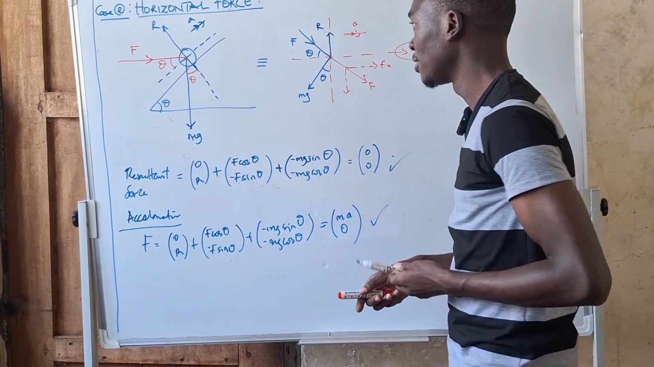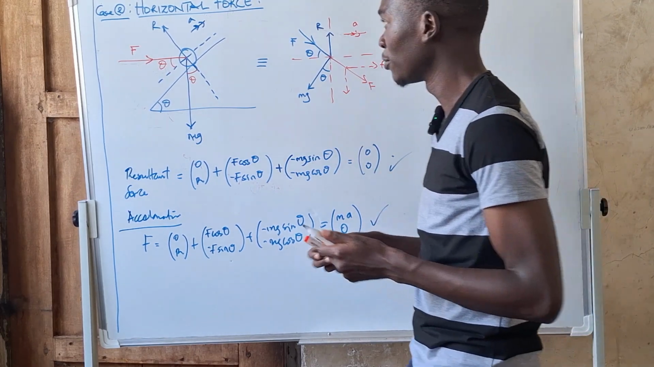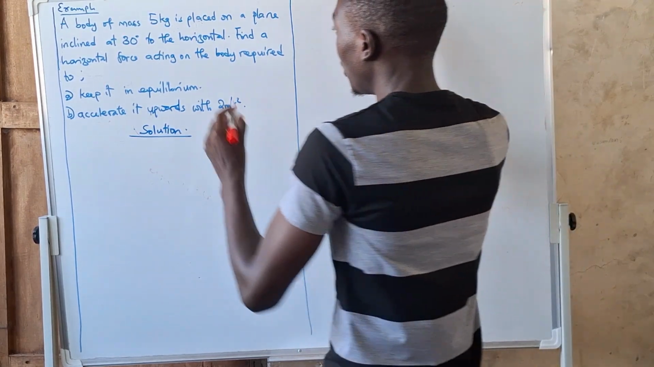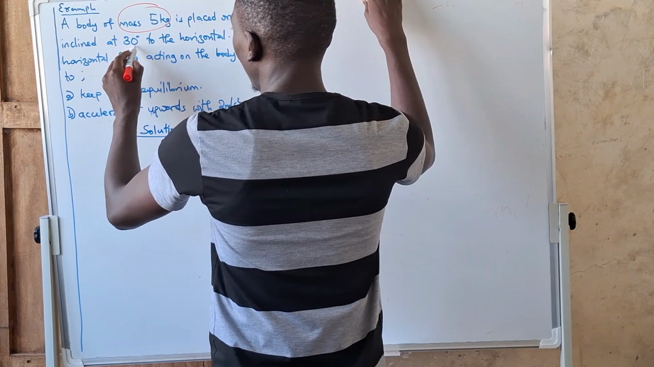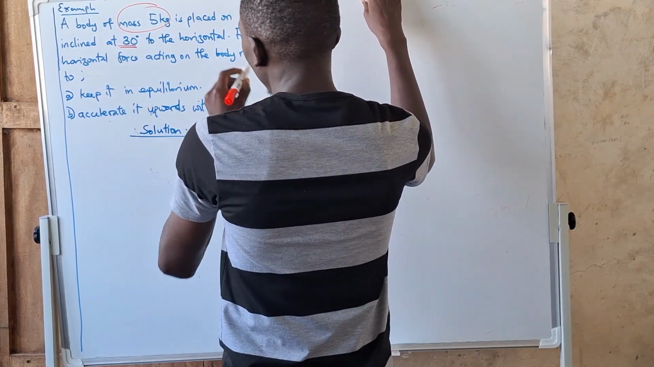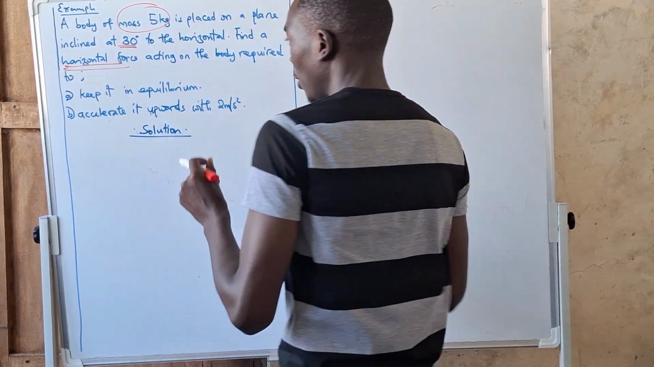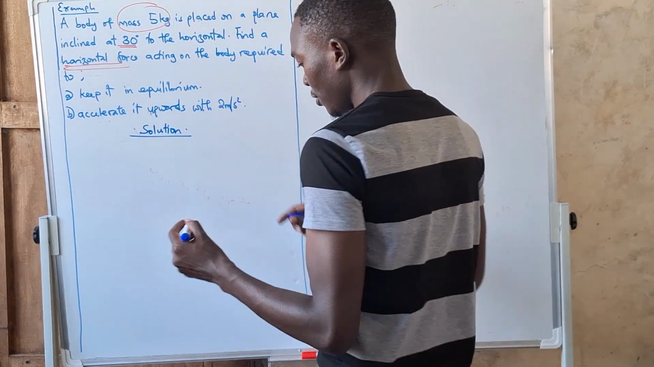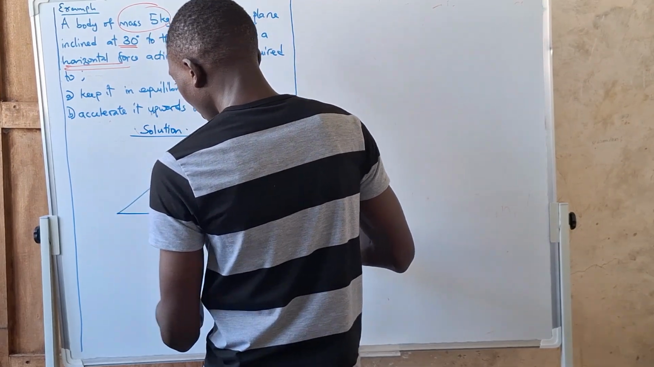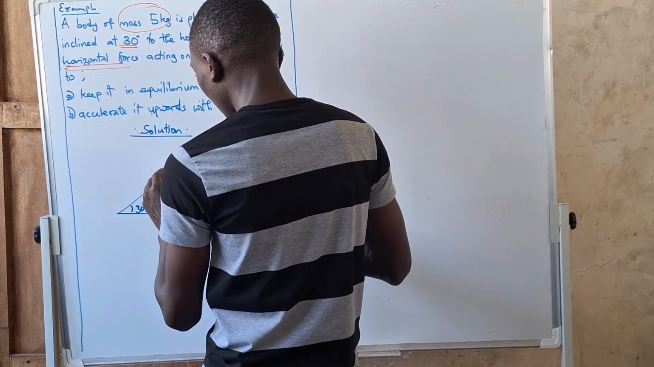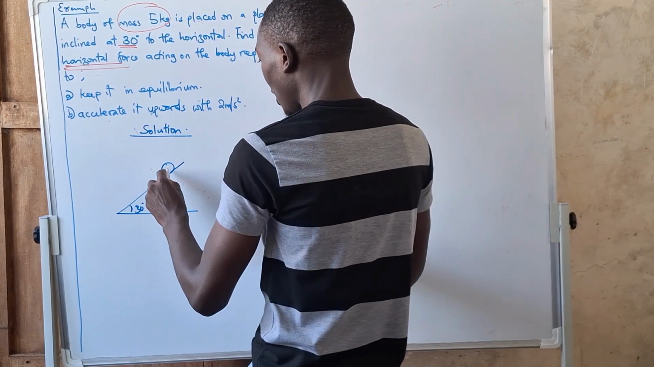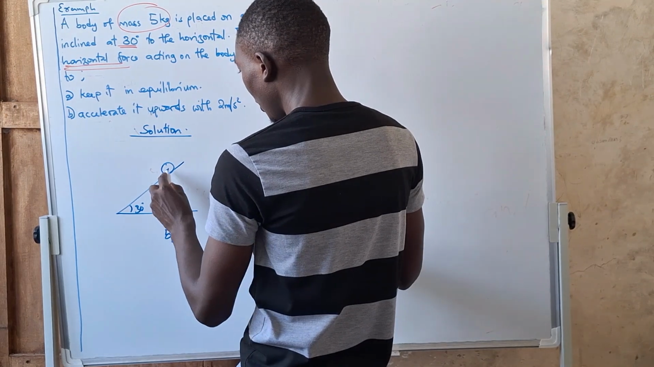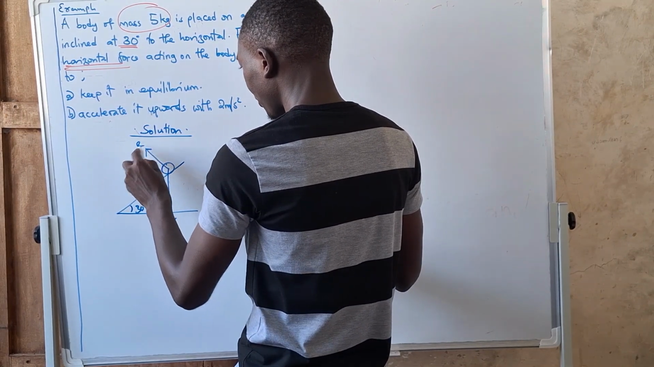So now I want us to look at some few examples. Let's look at example 1. In our example 1, they are actually telling us that we have a body of mass 5 kg placed on a plane inclined at 30 degrees, and saying that find a horizontal force. So the key word is the word horizontal force. And so when you sketch your plane, this will be 30 degrees like this. You have a body. The body has a weight of 5g, and then it has a normal reaction R.